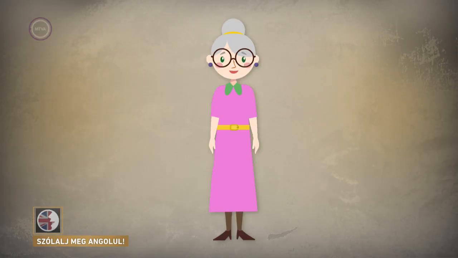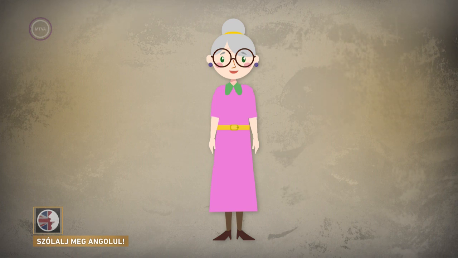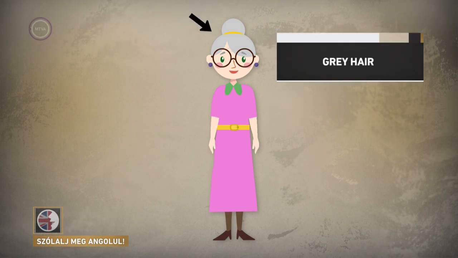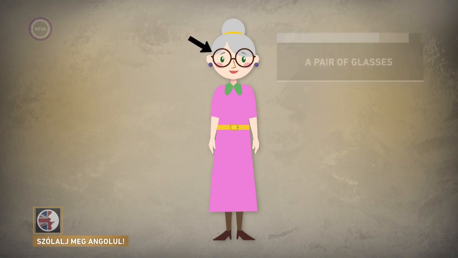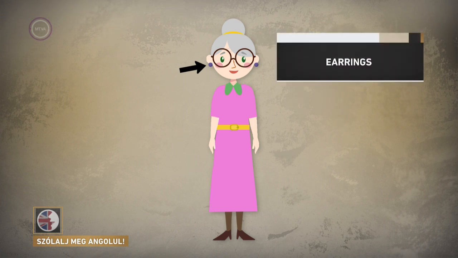Let's have a look at Holly. Okay, so what can we say about Holly? Well, she's got grey hair. She's got green eyes. She's wearing a pair of glasses. What about her ears? She's wearing earrings.